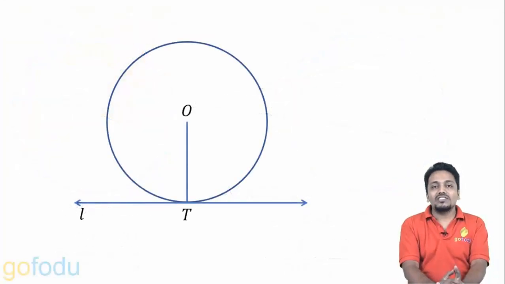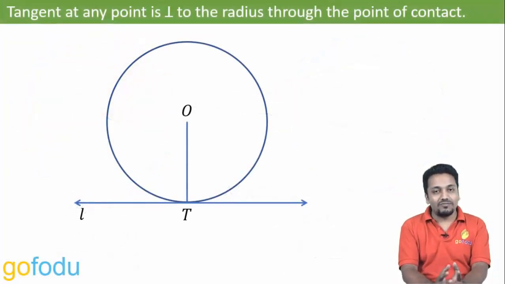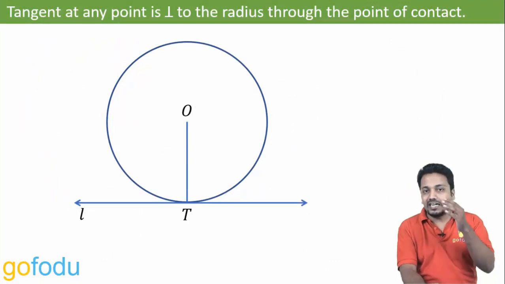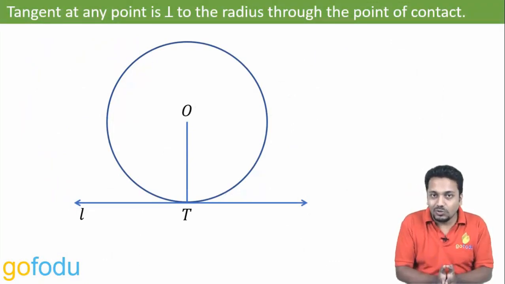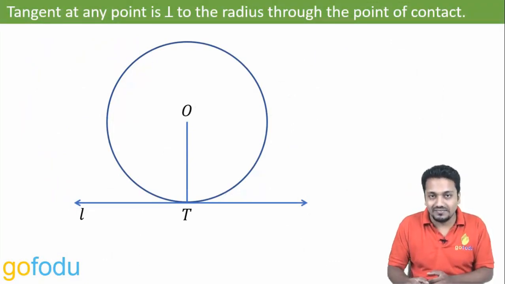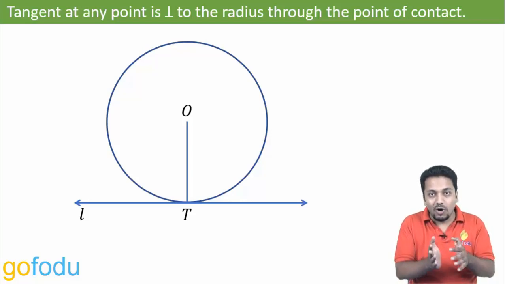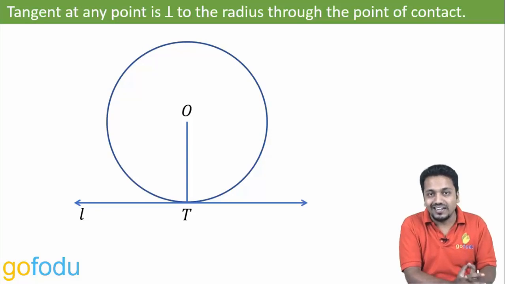The next property involves a tangent. We have to prove that the tangent at any point is perpendicular to the radius through the point of contact. Now, we can't say that it is clearly visible. We have to somehow prove it on paper, right?